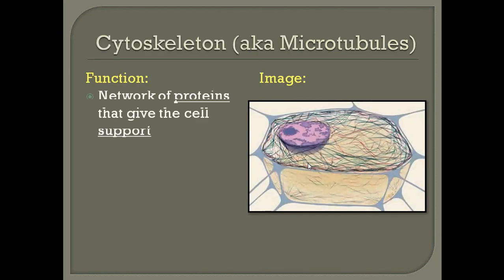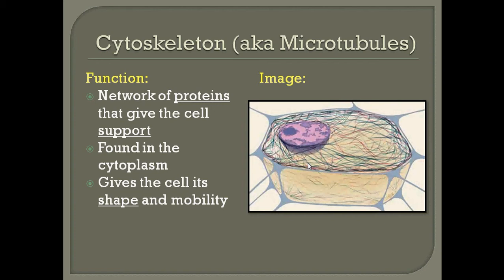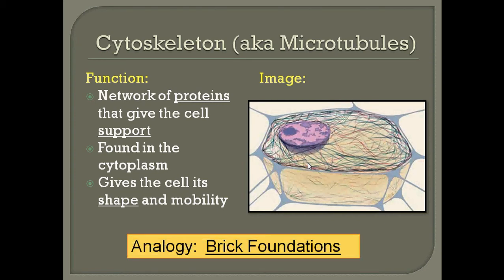All right, we have microtubules, and we're almost done. This is a network of proteins that give the cell support, and they're found in the cytoplasm. It helps give the cell shape and mobility. And then it's kind of like the brick foundation of a city, or of a home.